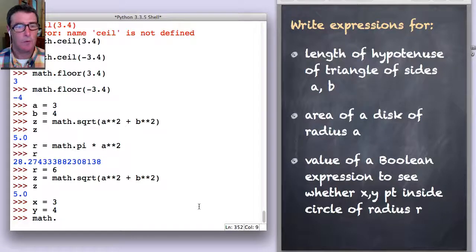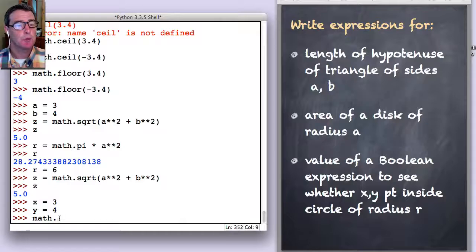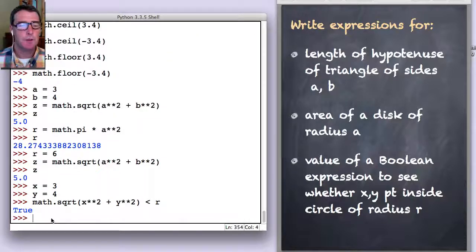That did not quite seem to work. So apparently it shows you the functions, it doesn't type those in for you. So we want to first compute the hypotenuse here. And then we want to find out, is that less than my radius? So here my radius is 6, so I should get a true answer. So what this should return is a true or false depending on if x and y is inside a circle of radius r.